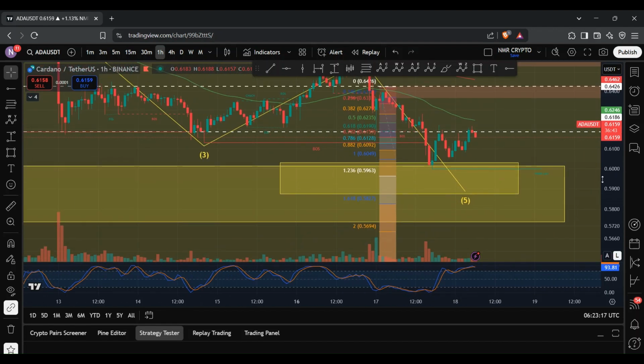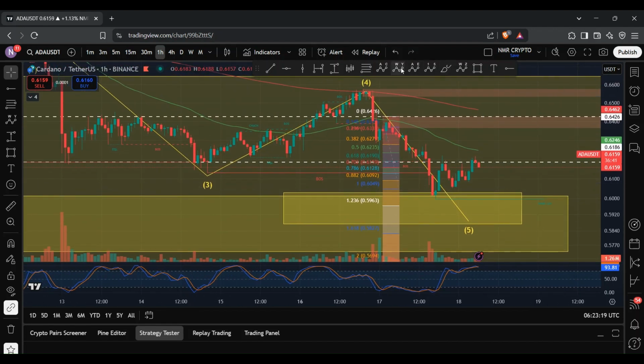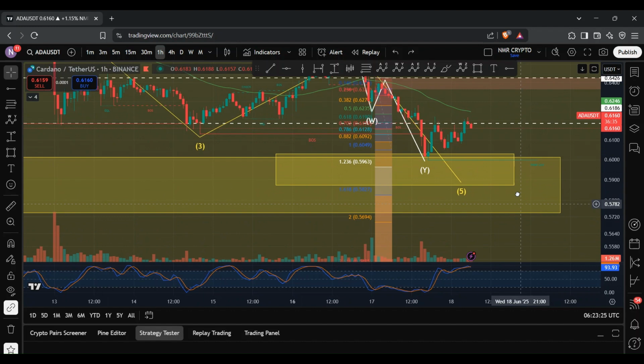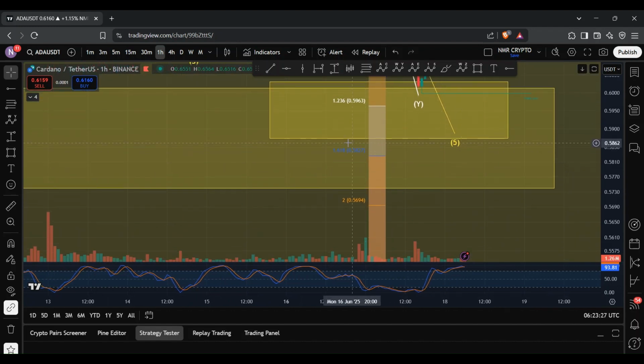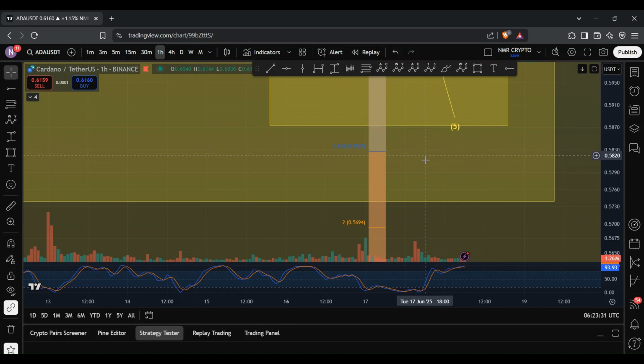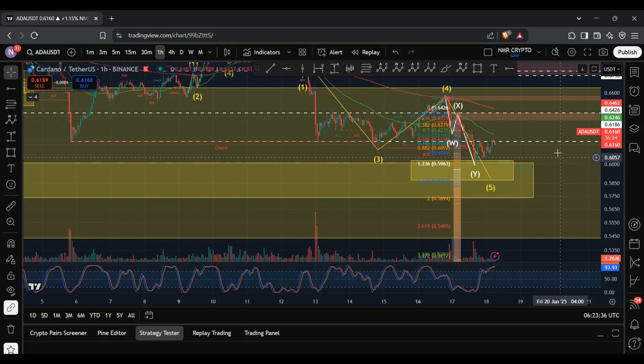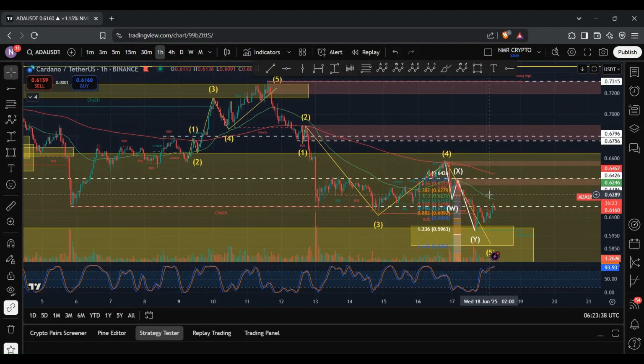And so it's possible that what we had was a WXY structure, with this being a W wave, this being an X wave, and this being a Y wave. And what I was looking at for was a 5-wave move, and for ADA to retrace towards the 1.618 retracement level, which sits at 58.27 cents. And because we never did so, it's possible that what we don't have is a 5-wave move that's playing out, and instead what we could have is a WXYXZ structure.